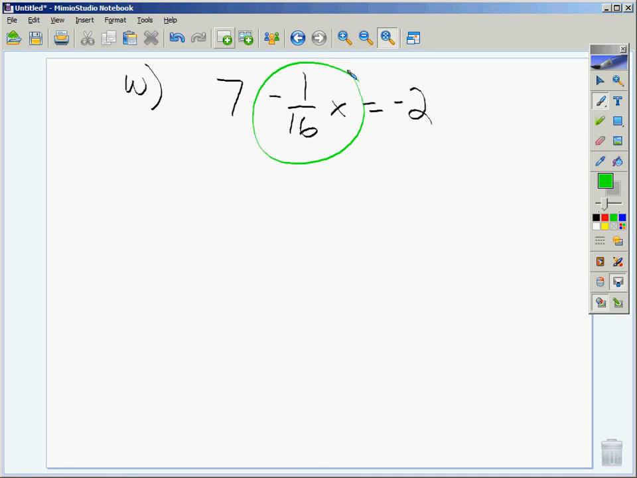I've seen this over and over today. This negative that's here is attached to the 1/16th x. It's not attached to the 7. Because it's in front of the what? 1/16th, not in front of the what? 7. What is the 7? Positive or negative? Positive. How do I get rid of it? You subtract. I subtract it. This is still negative when I bring it down.